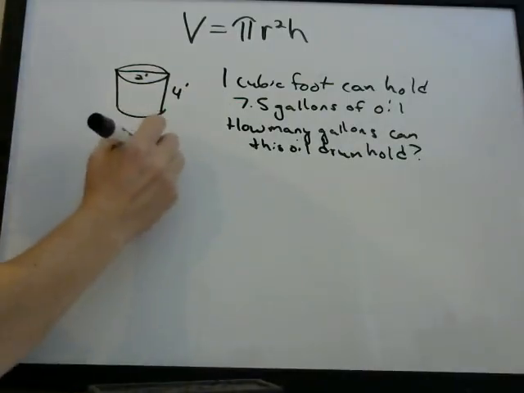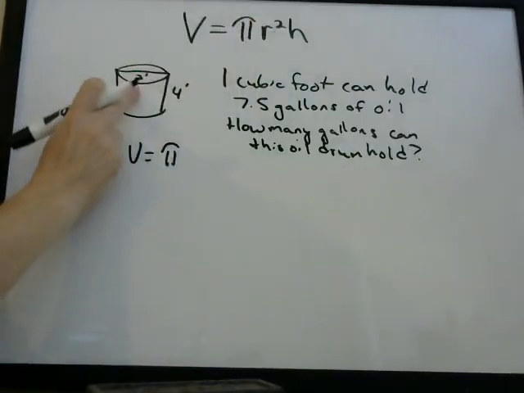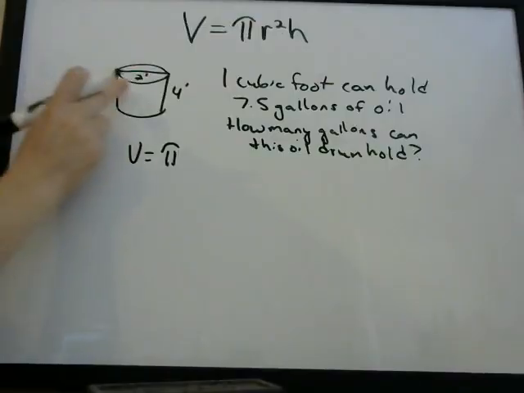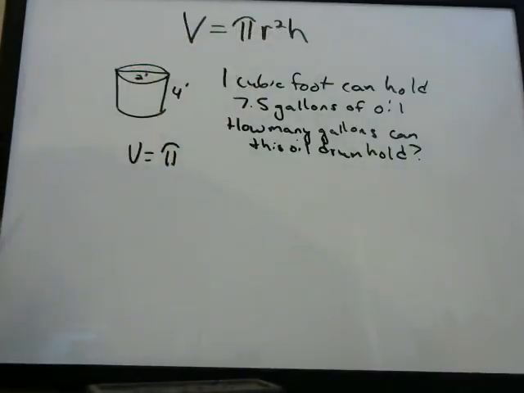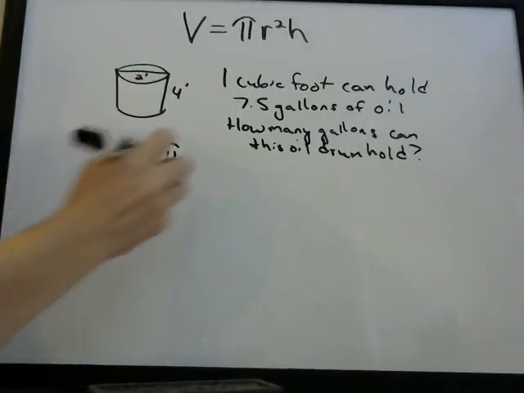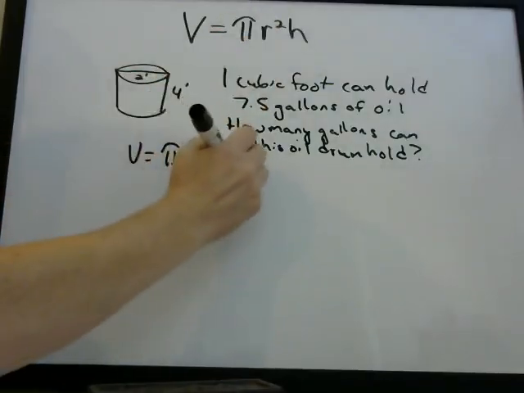So the volume, pi r squared. So here they're giving us the diameter. So be careful in these problems because they're giving you the diameter. You don't want the diameter, you want the radius. If the diameter is 2, the radius is half of that. So the radius is 1. 1 squared times the height. The height is 4.